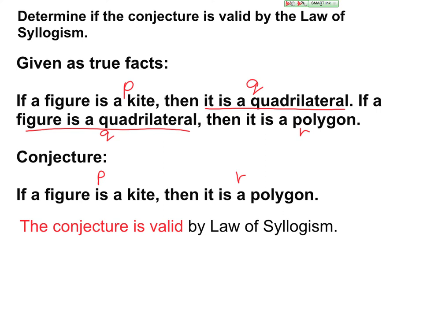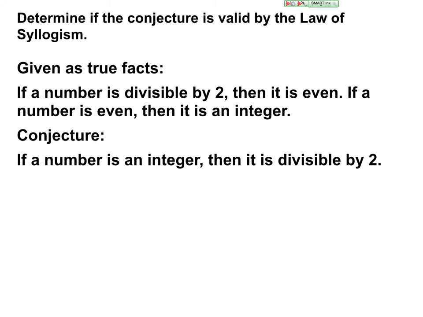All right, we're going to look for the pattern now. Identifying the Q is kind of a key for me. All right, your true facts. If a number is divisible by 2, then it is even. If a number is even, then it is an integer. We analyze that to figure out what's the Q, what's the P, what's the R. And then, once you have those identified, is the concluding conjecture made correctly? Have if P then R. What's the Q idea there?